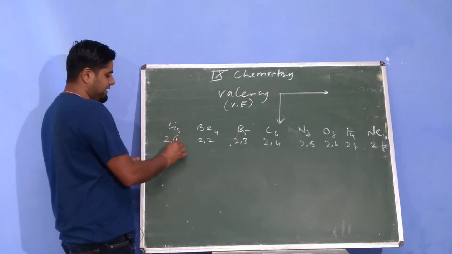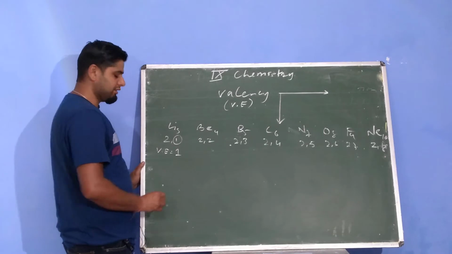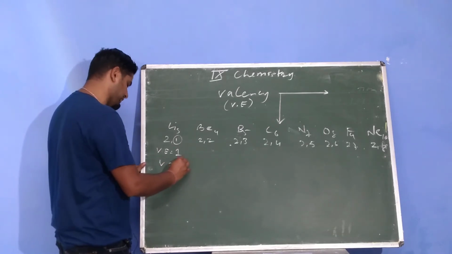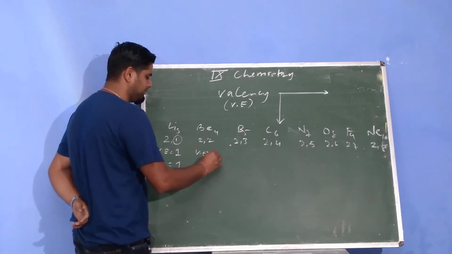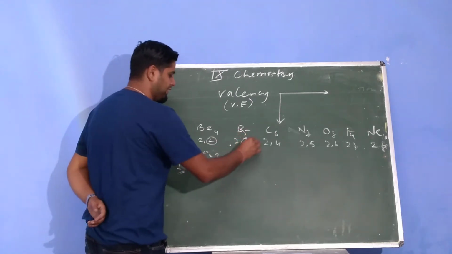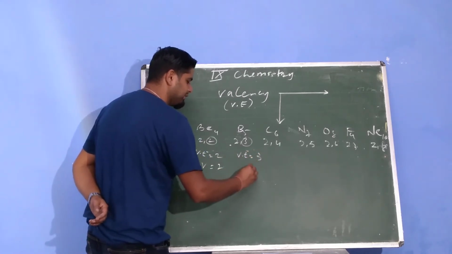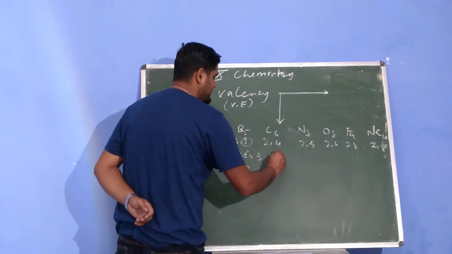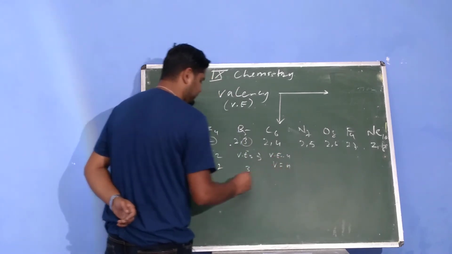So here valence electron is 1. Valence electron is 1, so valency will always be 1. Valence electrons here we have 2, so valency is also 2. Valence electrons 3, valency also 3. Valence electrons 4, valency also 4.